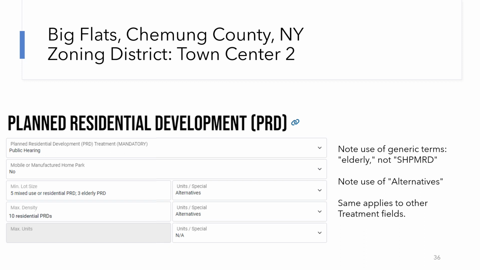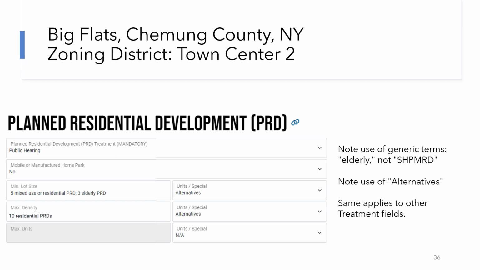For the mobile or manufactured home park, we marked no because no mobile or manufactured home parks were permitted in any of these PRDs. For the minimum lot size, note that we used alternatives to accommodate the 2 different minimum lot sizes for these 3 PRDs, 5 for mixed use or residential PRDs and 3 for the elderly PRD.